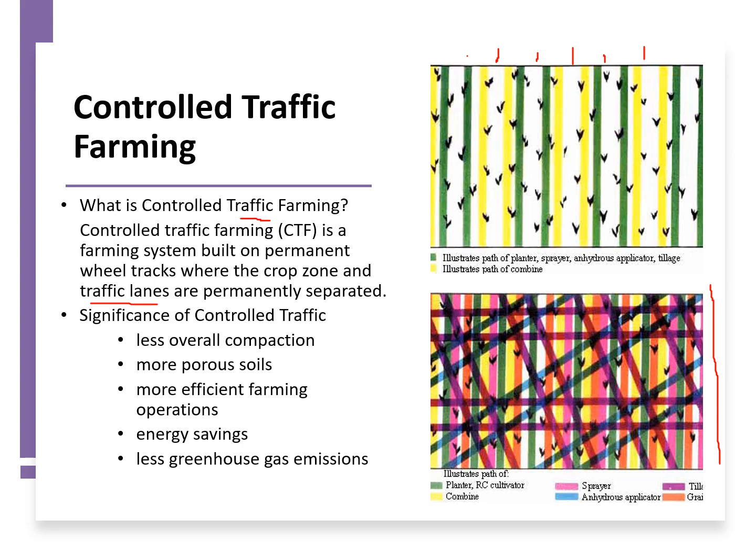But if you have a controlled lane, so you have a specific lane and all other area is very good, and you can grow crops there, and there are certain benefits. For example, overall compaction is very less. You will have more porous soil because you have a significant area which has never been under traffic.